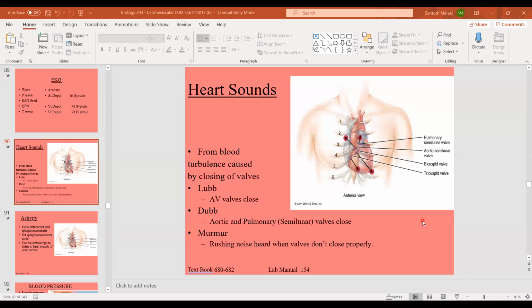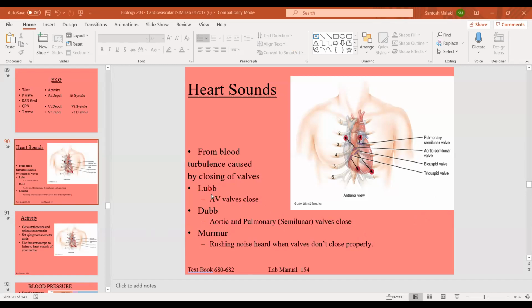So the next concept is on heart sounds. What do you need to know about the heart sounds? Mainly, the heart sounds are created by the closure of the valves. And we know that we have two sets of valves, the atrioventricular valves and the semilunar valves.